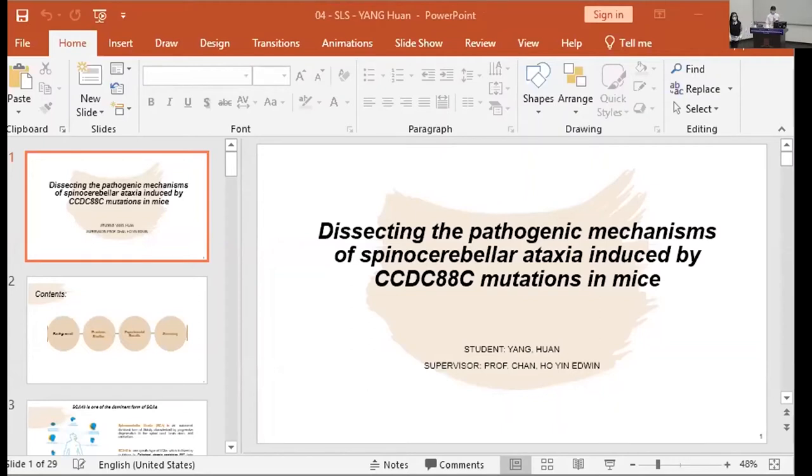Are there any changes found in the spinal cord? Actually, we only found the changes in the cerebellum, and we didn't take the spinal cord samples. So there is no information for the spinal cord yet.